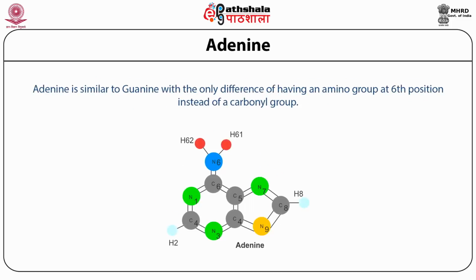Adenine is quite similar to guanine, with the only difference of having an amino group at the 6th position with 2 protons, H61, H62, shown in red color. Again we show the cardboard model of adenine.